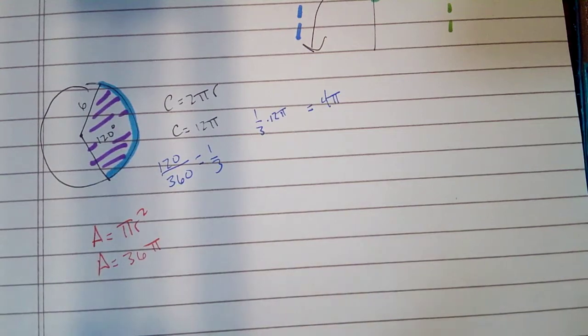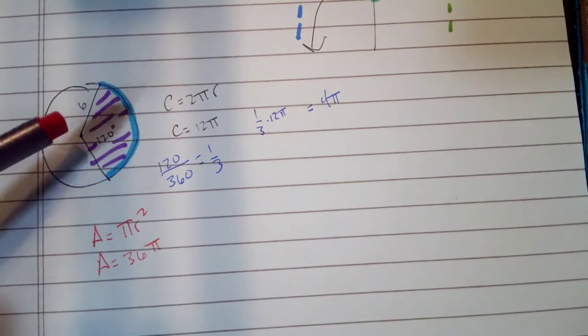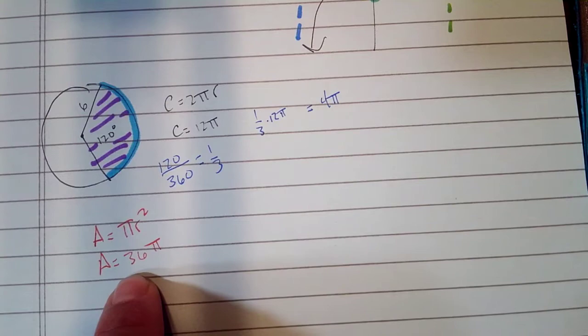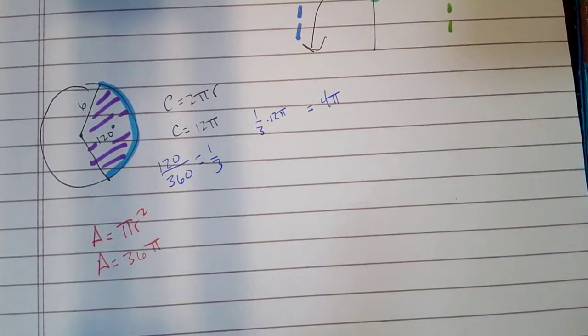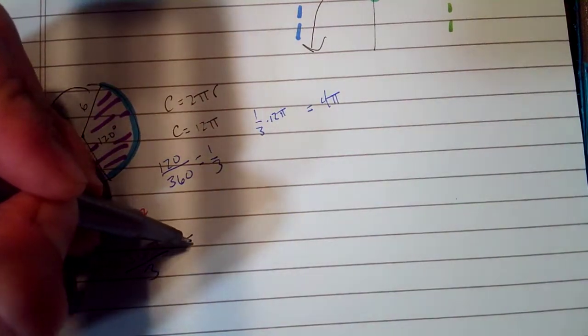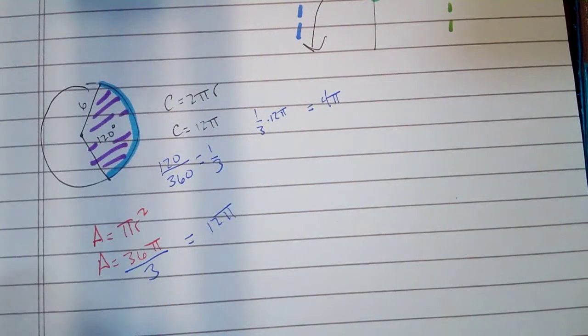Perfect, that's one thing. Second thing is, how much of the circle am I using? Well, it's the same circle, so it's 120 over 360, or 1/3. So I ate 1/3 of the pizza. So what's 1/3 of 36 pi? Well, we say 36 pi divided by 3, which is 12 pi. You're done. Again, that is all arc length and sector area is.